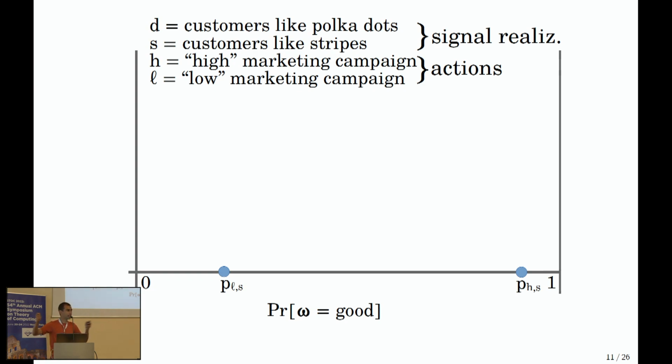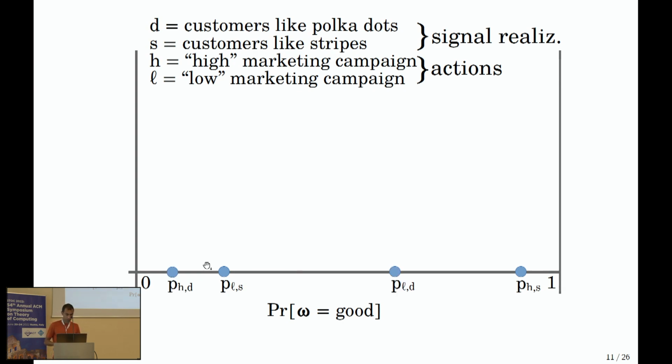So we have to decide what style of campaign we want to run. Okay? And in this example, let's suppose we find out the signal is S, so customers like stripes. And suppose for whatever reason we know the distribution that if we run that high-class campaign, the people who like stripes also really love going to the opera. And so there's a very high probability of a good outcome if we run that campaign when we know that S is the signal. But if we try to run the low-class campaign, maybe it turns out that people who like stripes really don't like rock concerts, and so the probability of success is very low.